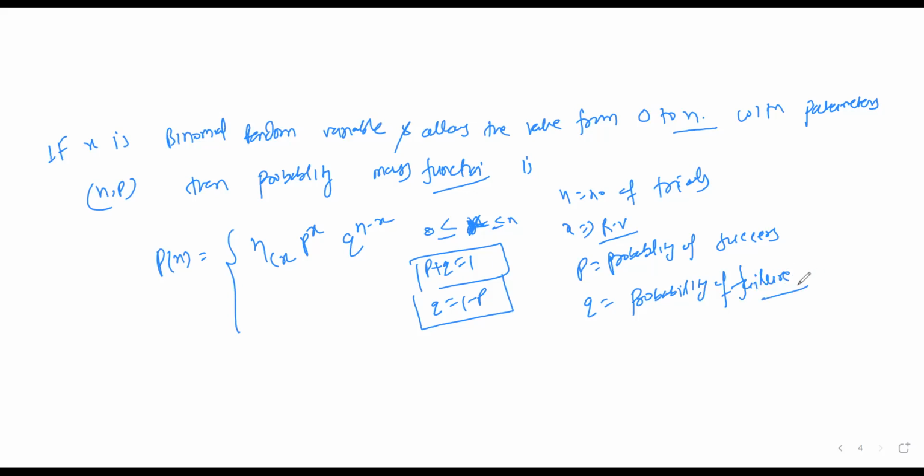So if the number of observations is small and the probability of success is high, we can apply the binomial distribution. So remember this formula. We'll apply this formula. And next are the properties of the binomial distribution.